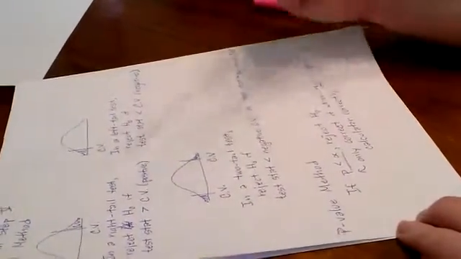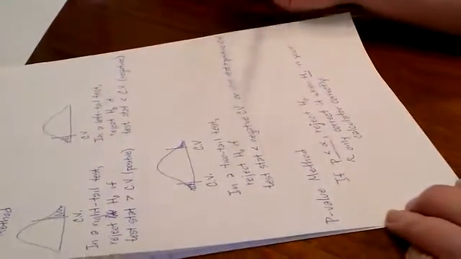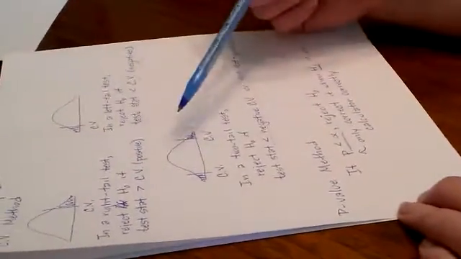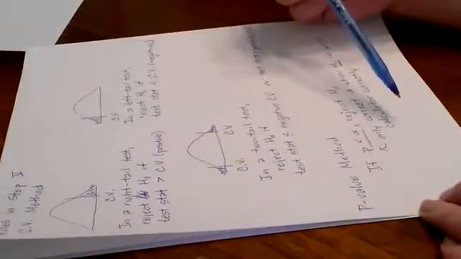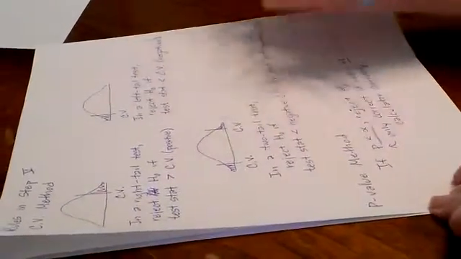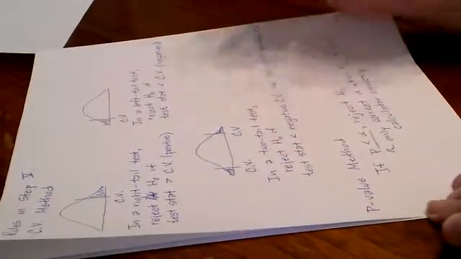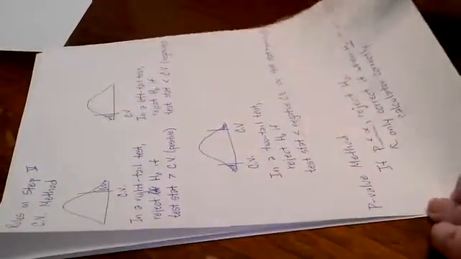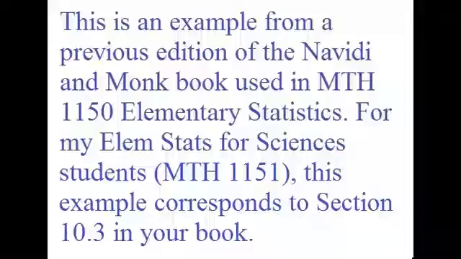Now, I'm going to continue doing both methods when I do examples because some people like the critical value method, some people like the p-value method. If you want to just use one method, that's fine, but I'm going to keep on doing both of them just for the class so that everybody understands.